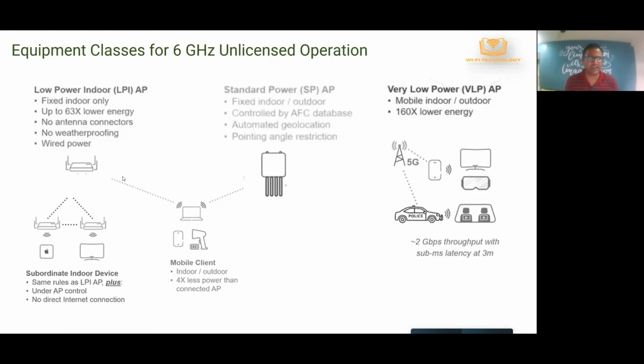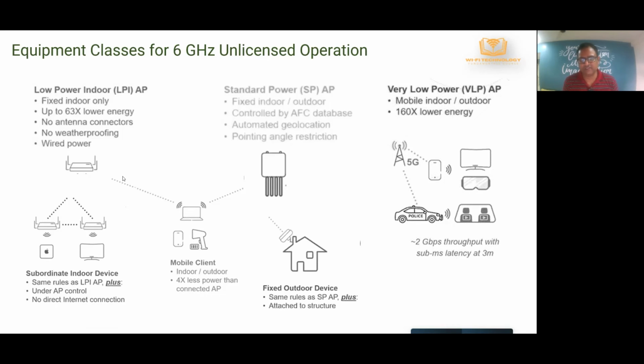And then we also have another class which is called subordinate indoor devices. Again, the same rules as the low power indoor access points apply. These devices are designed to connect to other devices in the home that are connected to the network. They themselves don't have an internet connection. So these could be IoT devices, home automation devices, and so on, that are operating on Wi-Fi frequencies, but they're not directly connecting to the network. They're probably connecting to some form of media gateway that connects to the network. So that's another device category.